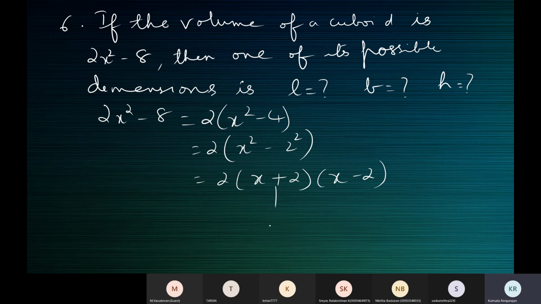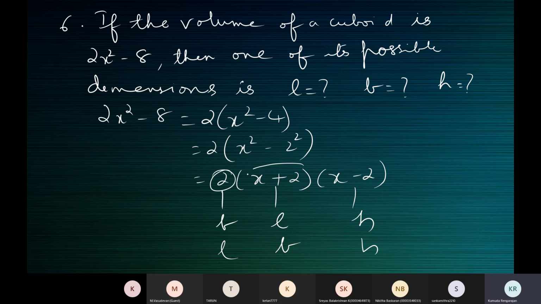So if this is the length and this is the breadth, this can be the height. Any one, you can just say let the length is 2 units, breadth x plus 2 units, and height x minus 2 units. One of its possible dimensions. Or you can say let the length be x minus 2 units, breadth x plus 2 units, and height 2 units. We have three expressions there, 2, x plus 2, and x minus 2. Assign them to L, B, and H. That's it.